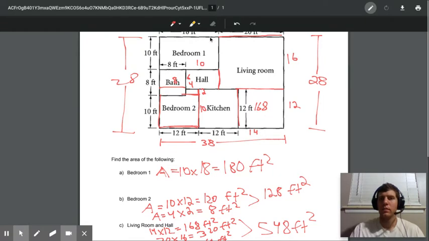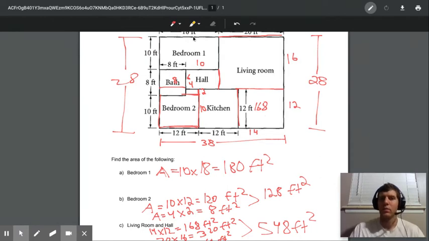You could do 18 times 10 to find the area of the first wall, 10 times 10 to find the area of the second wall, 18 times 10 to find the area of the third wall, and then 10 times 10 to find the area of the fourth wall, but it's easier just to find the perimeter of each room.